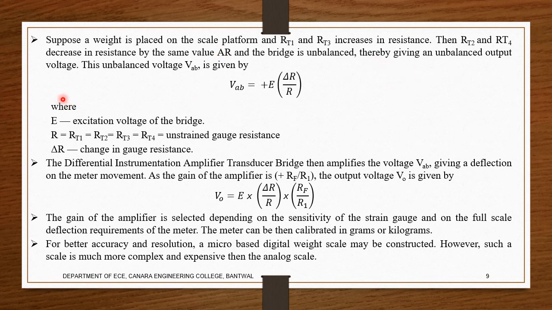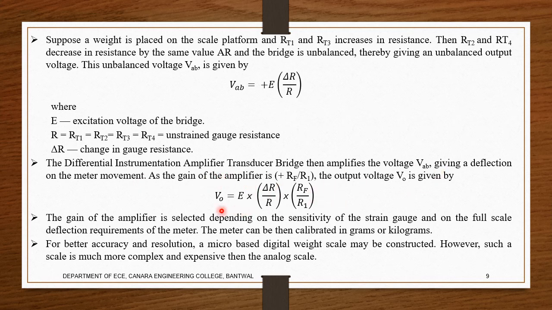Then giving an unbalanced output voltage, this voltage VAB is given by VAB is equal to E into delta R by R, where E is the excitation voltage of the bridge and R is equal to RT1, RT2, RT3 and RT4, the unstrained gauge resistance, and delta R is the change in the gauge resistance. When it is not applied, it's the unstrained gauge resistance. And this bridge output voltage VAB is amplified, giving a deflection in the meter movement.